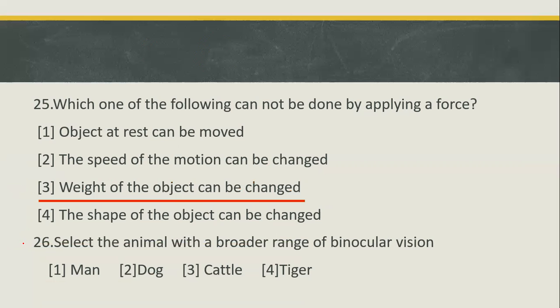Select the animal with the broader range of binocular vision. Answer is man. Man has a broader range of binocular vision than other animals.